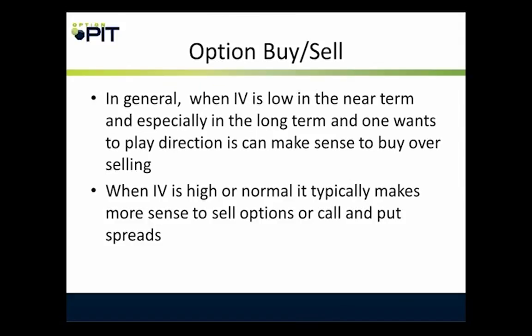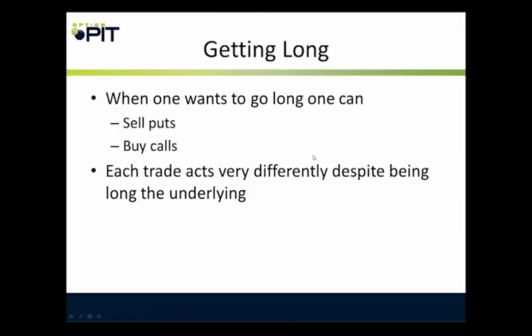When IV is high or normal, so in a regular vol environment, historically at the mean for implied volatility, I'd rather sell. And when volatility is high, a lot of times I'd rather sell. So when you want to go long, there are 2 ways to get long. I can sell puts or I can buy calls. Each trade acts very differently despite being long the underlying.